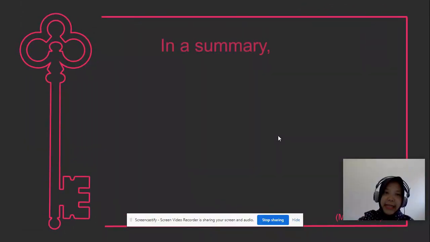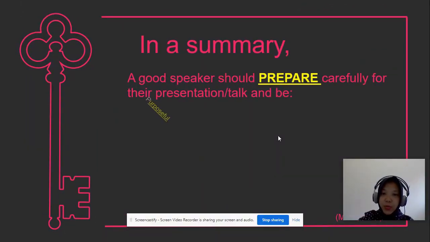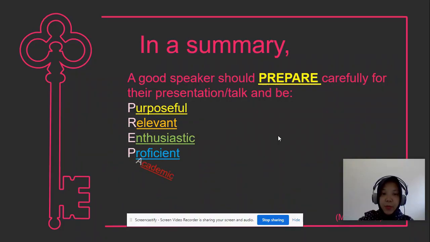All right, so in summary, according to Miller 2005, a good speaker should prepare carefully for their presentation or talk and be purposeful, relevant, enthusiastic, proficient, academic, reliable, and engaging. And all of these form the acronym of PREPARE itself.